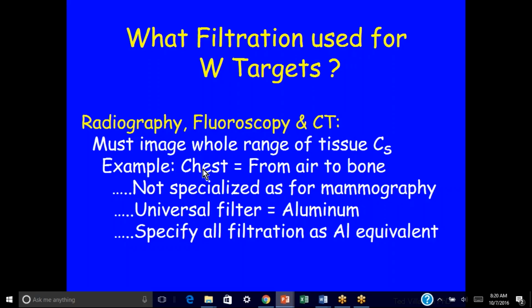We have to image the whole spectrum of thicknesses, and they can be pretty thick. The whole spectrum of densities, and different parts of the body could be very non-dense, and other parts could be very dense. So radiography, fluoroscopy, and CT have to be prepared to take on thin patients, thick patients, a range of densities, the range of different tissue types, atomic numbers. What we do is we just use a universal filter, which is aluminum. Okay, and in fact, this is so universal that even when you use molybdenum or rhodium, you specify its filtration in terms of aluminum equivalent. There's a new term for you, aluminum equivalent. Whenever we talk about filtration, we always refer to aluminum equivalent. It may not be aluminum, but we're going to specify its thickness in terms of how equivalent to aluminum it is.